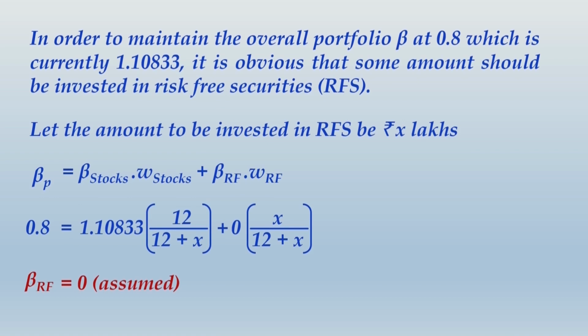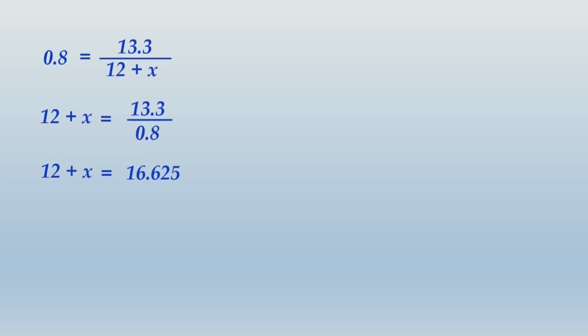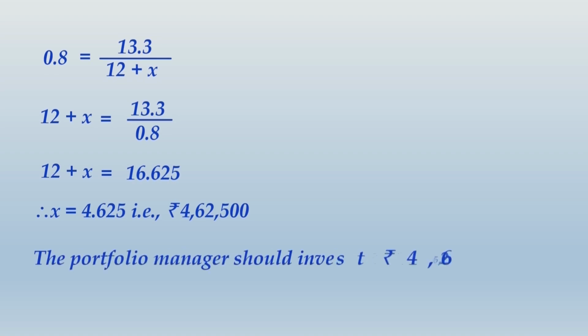Alright friends, once you have finished writing this whole thing, let us move ahead and solve that equation. When you solve that equation, what you get exactly is 13.3 divided by 12 plus X will give you 0.8. So cross multiply, 12 plus X will be 13.3 divided by 0.8 and 12 plus X will be 16.625. So value of X will be 16.625 minus 12, that will be 4.625, but because X was considered as investment in lakhs of rupees, it is basically 4.625 lakhs or rupees 4,62,500. The portfolio manager should invest rupees 4,62,500 in risk-free securities. So please write up this part of the solution and then we move ahead with the next part.